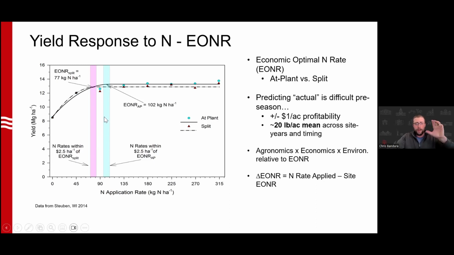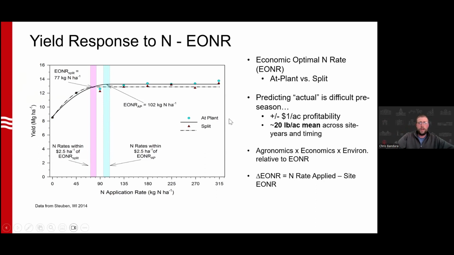Just to bring it into English units a little bit, this is about 95 pounds per acre. And this is about 70 pounds per acre. So those are the economic optimum N rates. So for all 49 sites, for both timings of nitrogen application, we calculated the economic optimum N rate.